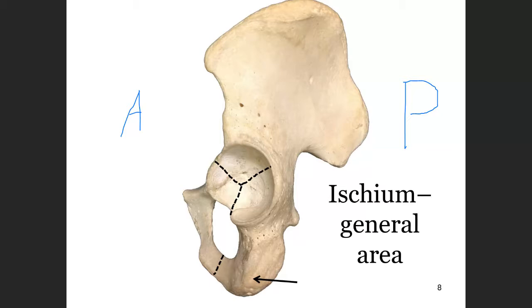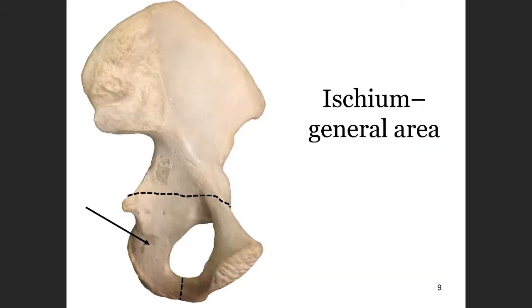The ischium is on the back side. You're sitting on the ischial tuberosity. Here it is on the lateral view, and here you can see it on the medial view, where you don't see the acetabulum. So the posterior inferior portion of the os coxa is the ischium.